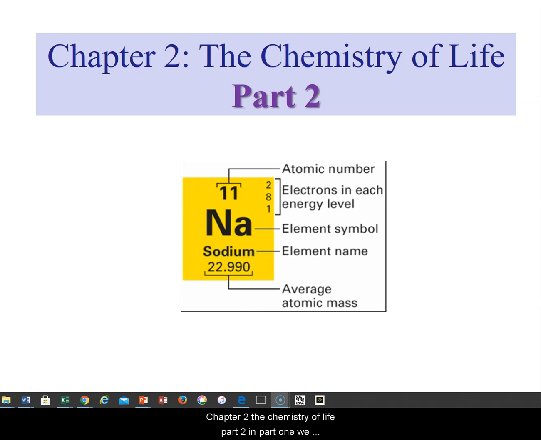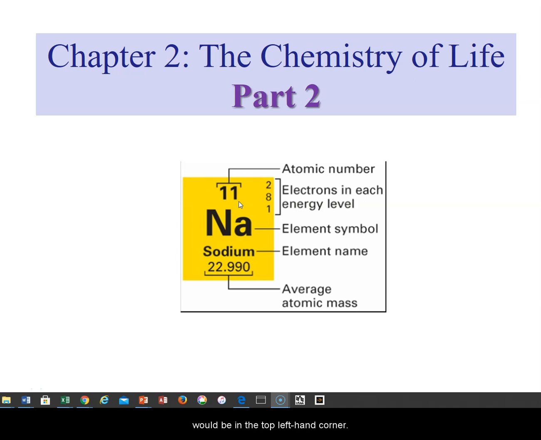Chapter 2, The Chemistry of Life, Part 2. In Part 1, we looked at a periodic table, and we read the different information in that periodic table. We also looked at this square that would be found in the periodic table, and we see here that we have the atomic number 11. In some periodic tables, the atomic number would be in the top left-hand corner.